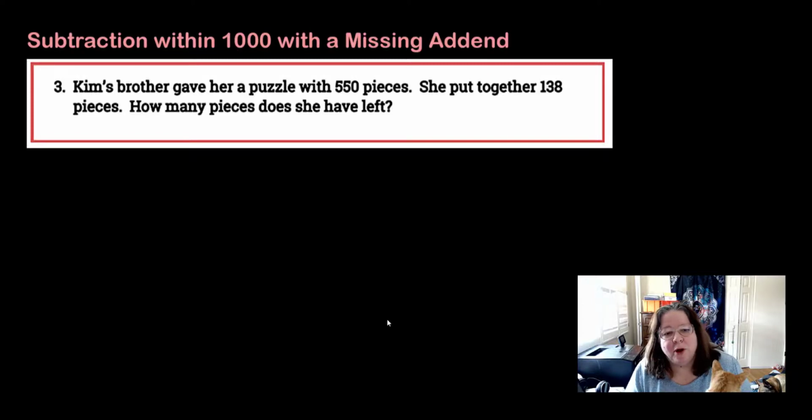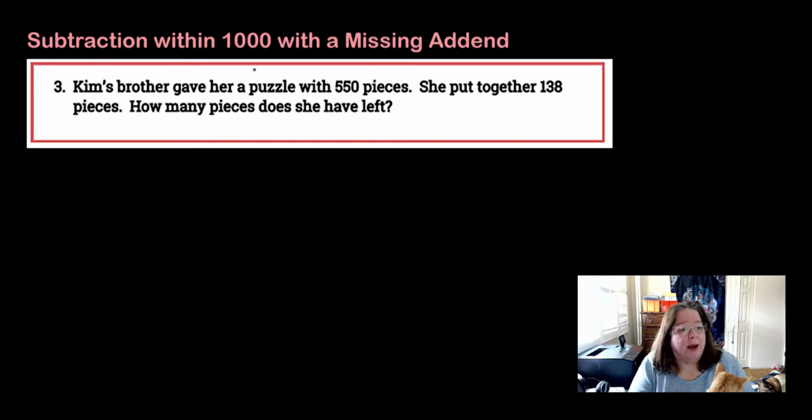Let's try one more problem where we have subtracting within 1,000 with a missing addend. Okay, let's read the problem. Kim's brother gave her a puzzle with 550 pieces. She put together 138 pieces. How many pieces does she have left?